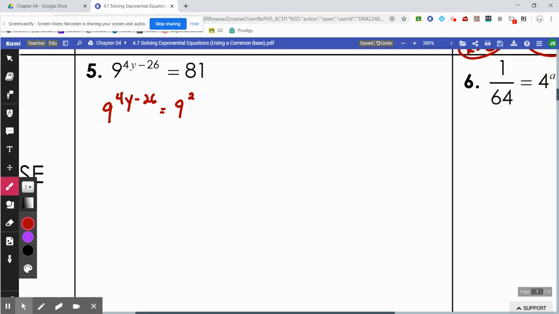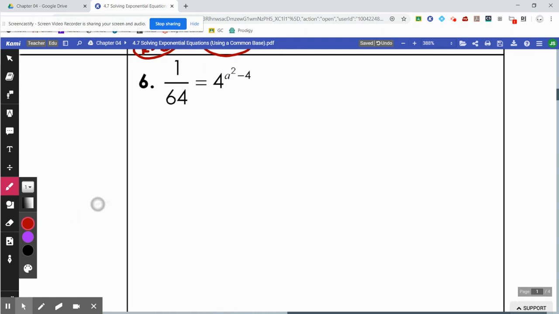The bases are the same. So now I can do the exact same thing. Set the powers equal to each other. Move the 26 over by adding, and we get 4y is 28. So y must be 7. And you can check that. You can plug that in, and you get 4 times 7 is 28 minus 6 is 2. So 9 to the second power does, in fact, equal 81.